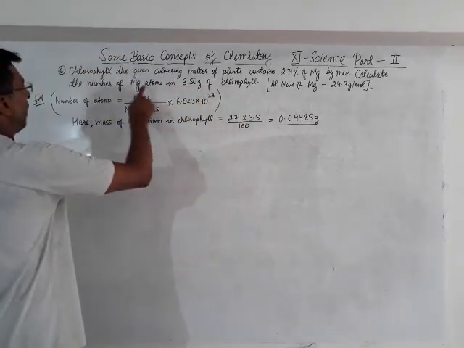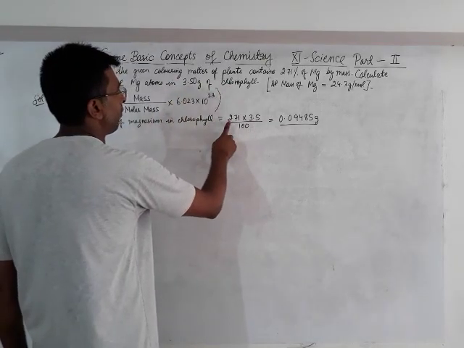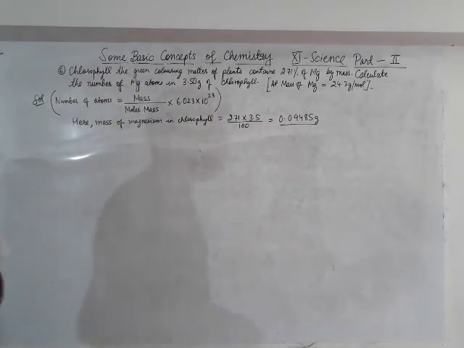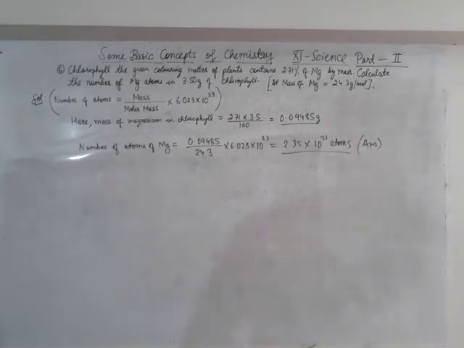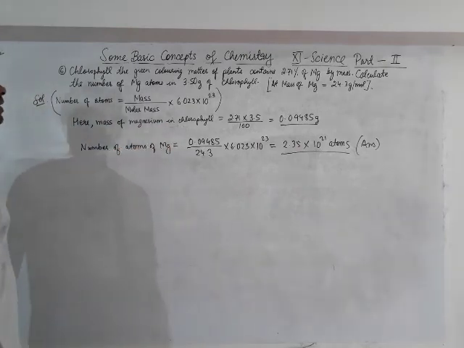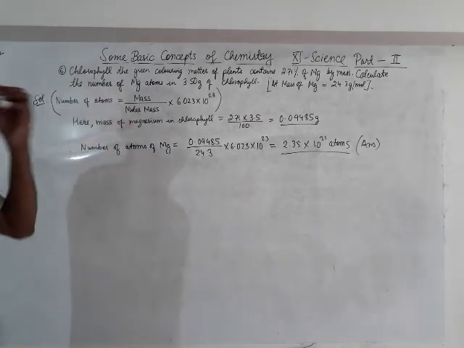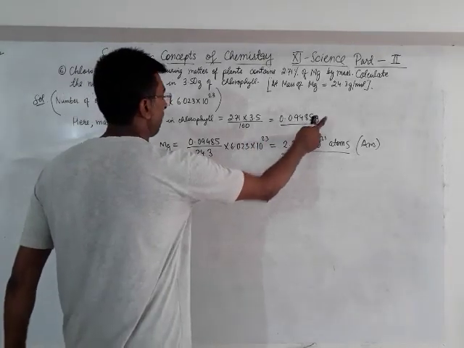It is given in the question: the number of magnesium atoms in 3.50 gram of chlorophyll. So 2.71 divided by 100 into 3.5 will give us the mass of magnesium in chlorophyll. But the question is asking to calculate the number of magnesium atoms in 3.50 gram of chlorophyll. After we get the mass of magnesium in chlorophyll from the percentage of magnesium, 2.71%, we obtain the mass of magnesium in the given mass of chlorophyll. So it is coming to 0.099485 gram.